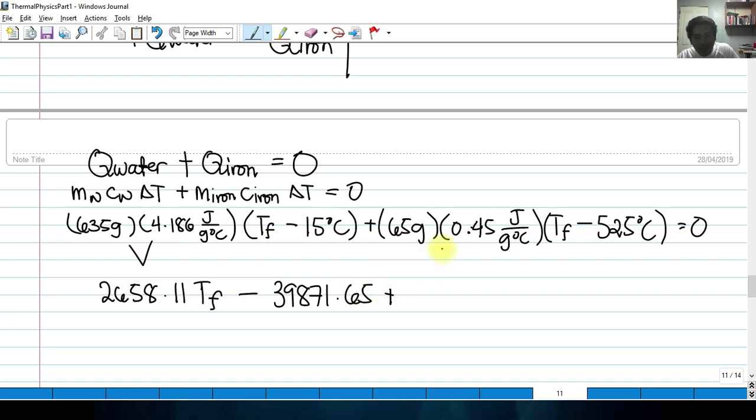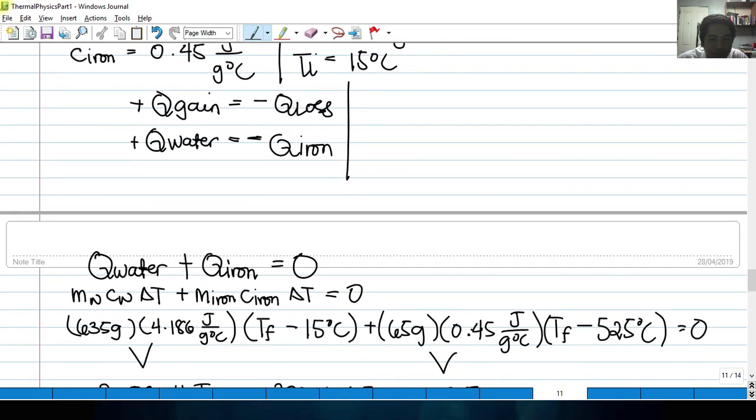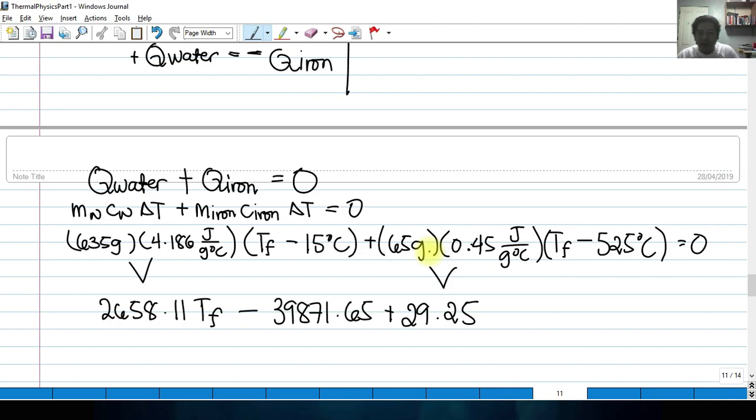So plus, we have here 65 times 0.45. Okay, that is equivalent to 29.25. Okay, the mass of iron is 65. So 29.25, distribute this into this. Okay, so we have T F times 29.25, minus 29.25 times 525. That should be equal to 15356.25, is equal to 0.